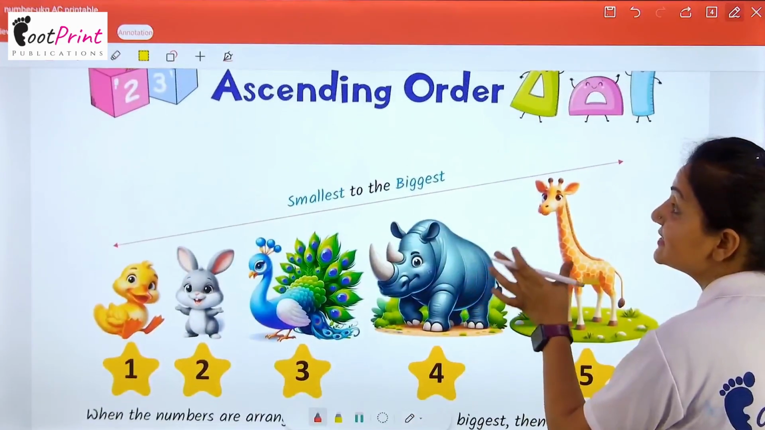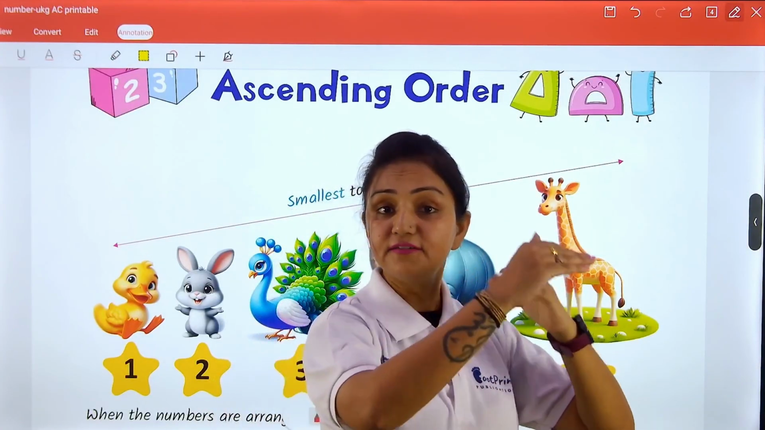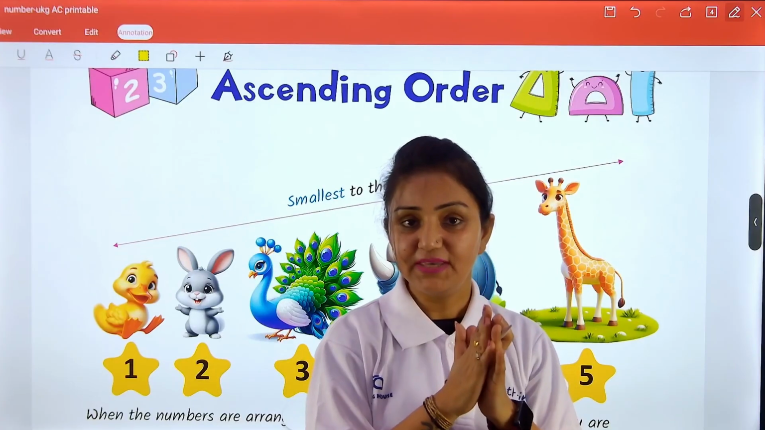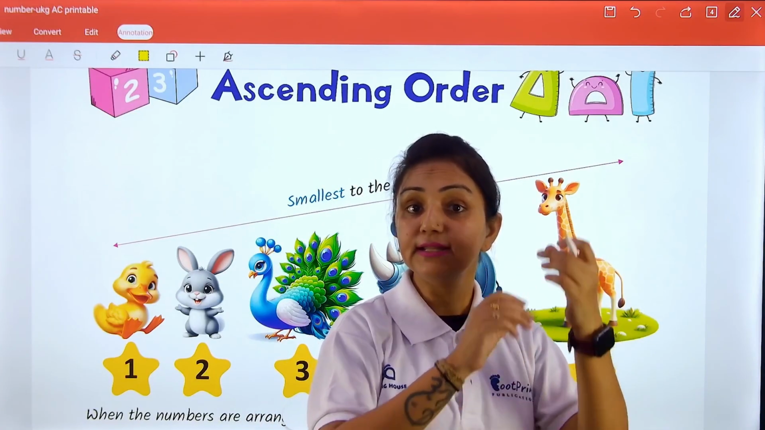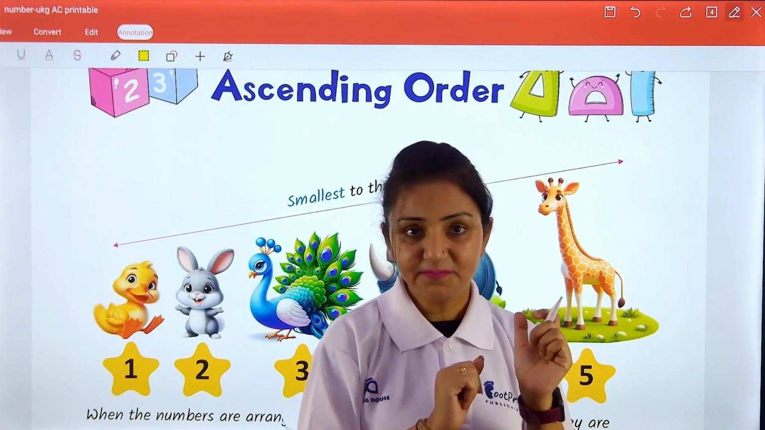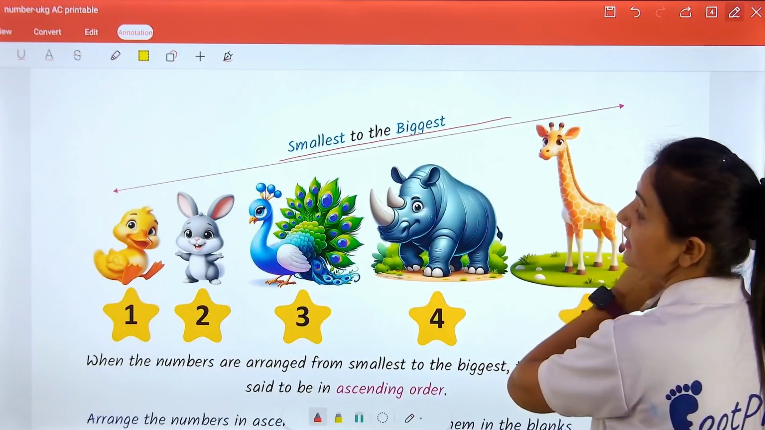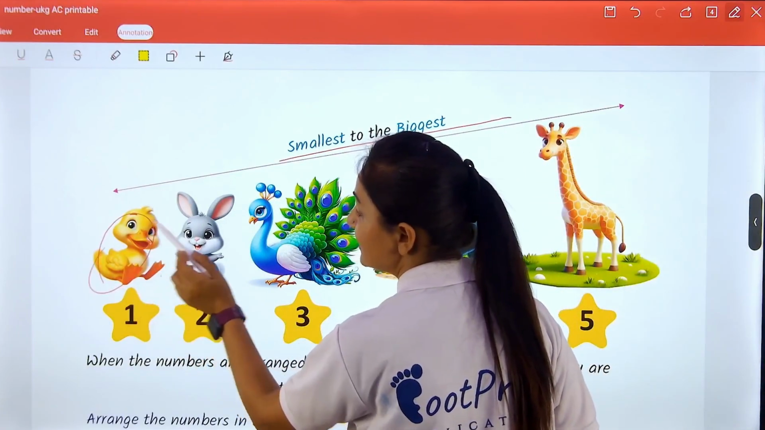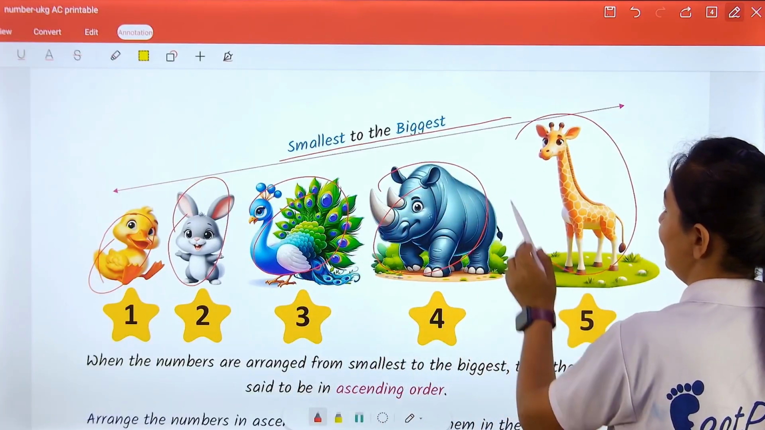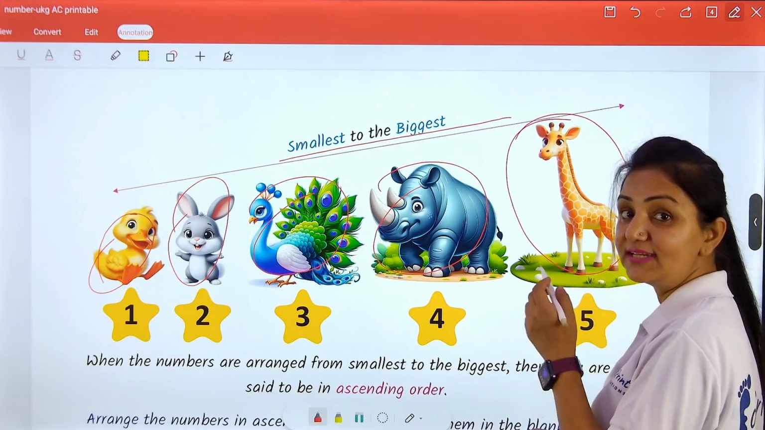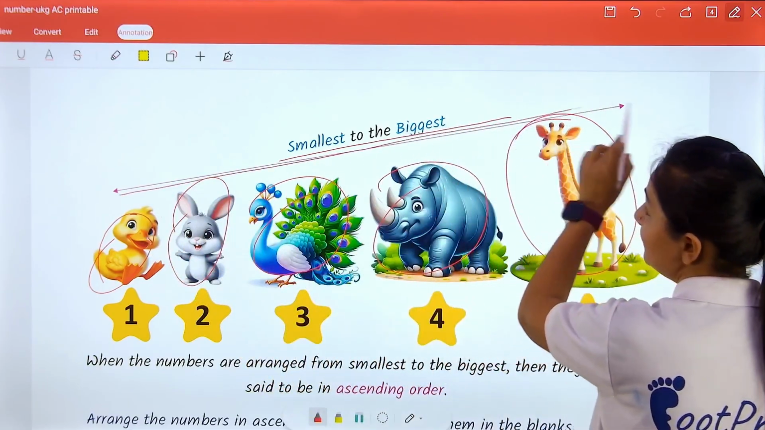First is our ascending order. Students, ascending order means हम ऊपर की तरफ बढ़ रहे हैं. ठीक है? Means small, then big, then bigger, then biggest. Clear? The same concept is here. Ascending means smallest to the biggest. Means the small duckling, then rabbit, then peacock, then rhino, and at the end we have the longest animal, that is giraffe. So if you will see, हम ऊपर की तरफ बढ़ रहे हैं.